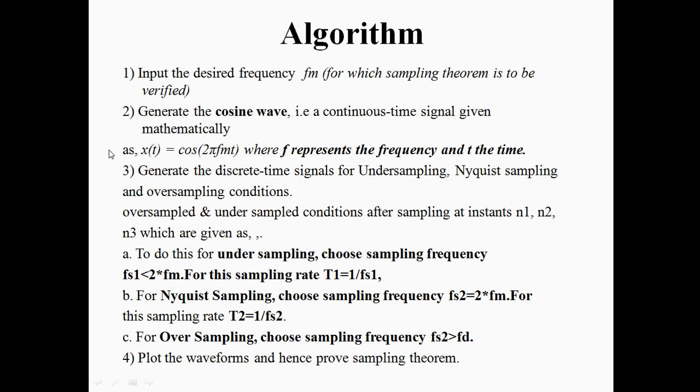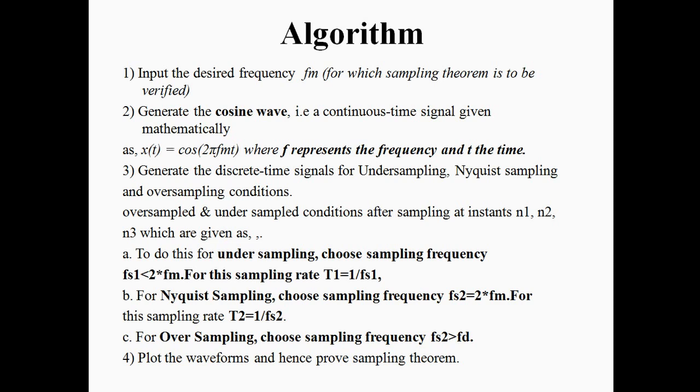So here we have gone for three different cases. Here you can check the undersampling condition. We have chosen fs1 less than twice fm. You can observe we have used fs1 as against fs. The reason is once you have used the keyword fs, you cannot use it again further in the program, and that is the reason why we have used another variable, fs1.